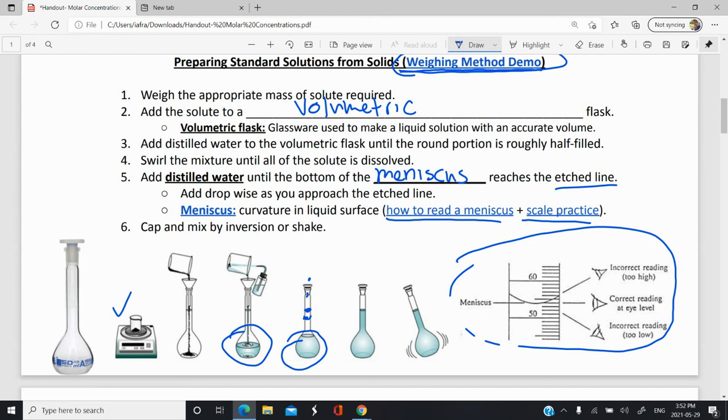Once you've actually reached that point, you can just put a cap on it, and you can swirl and shake and invert to shake as well. And then you know you have your solution made, and you can transfer it into another container for storage, or you can use it immediately as needed.